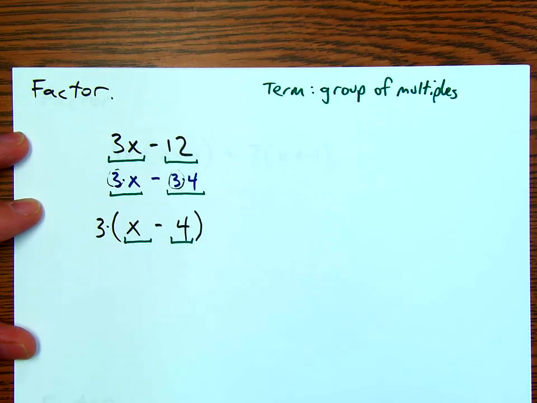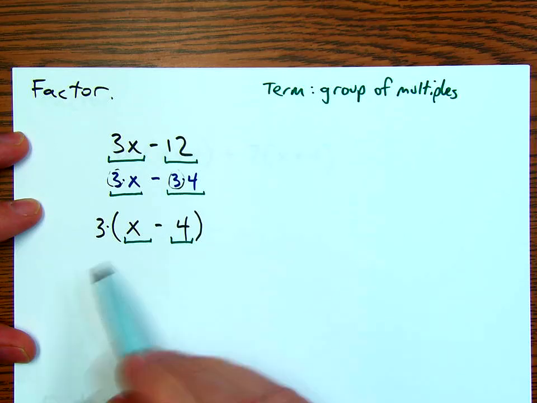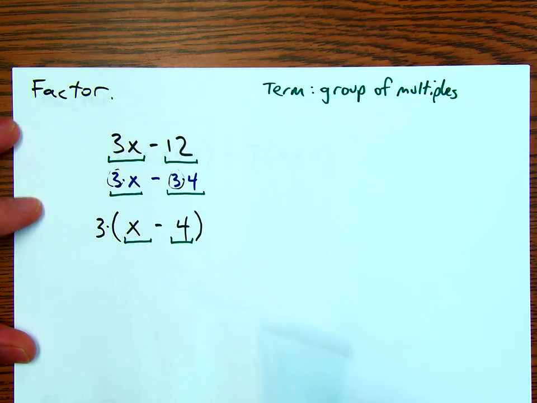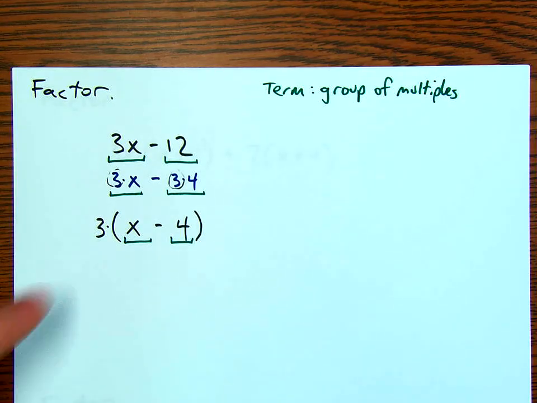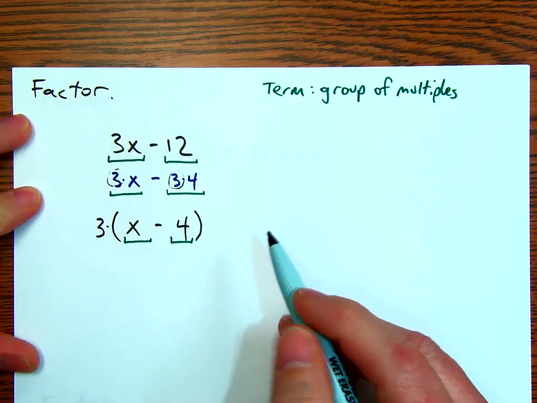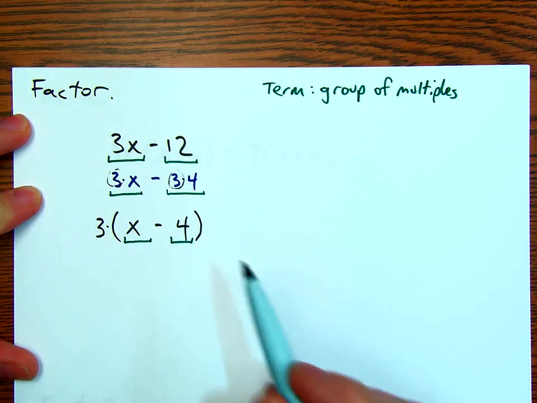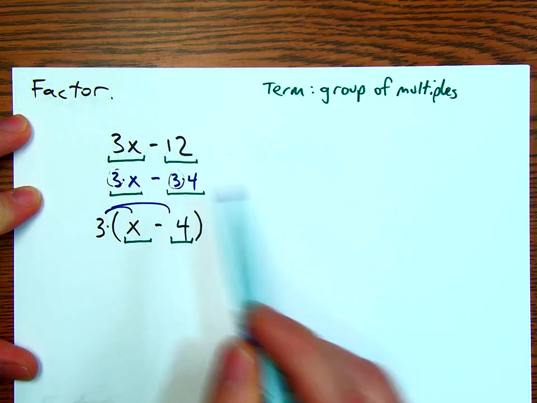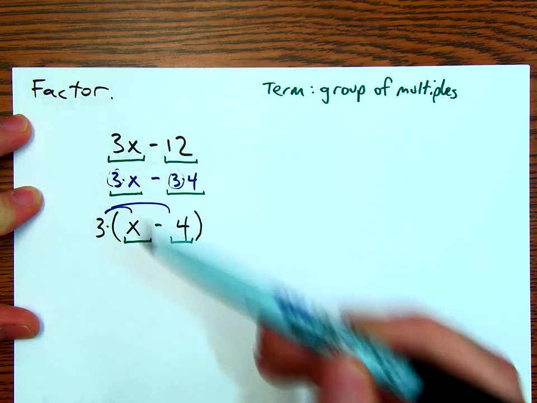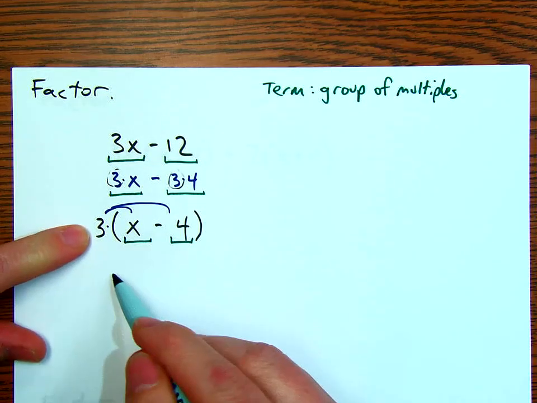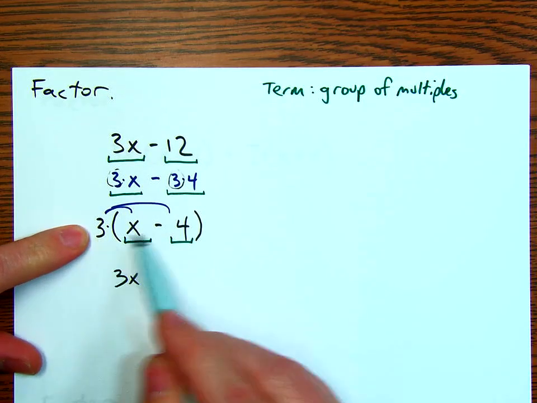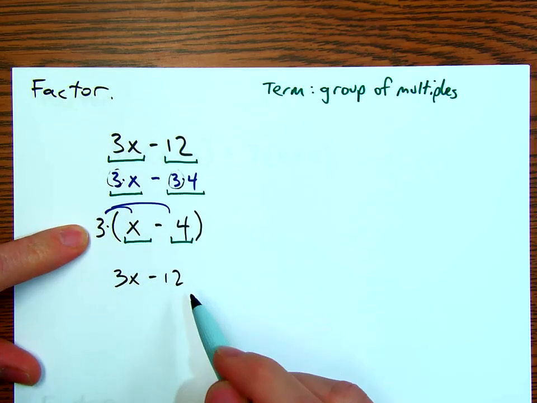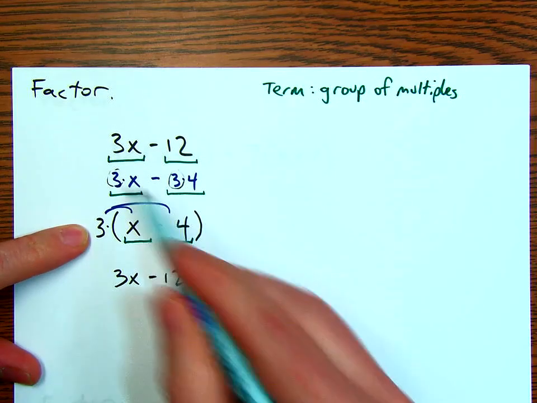Now, the great thing about factoring is if we're trying to make sure that we did it correctly, we could always undo what we factored, which is basically, in this case, distributing the 3 back in. So if we were to distribute the 3 back to each term as multiplication, we should get what we started with. 3 times x is 3x, and 3 times negative 4 is negative 12.